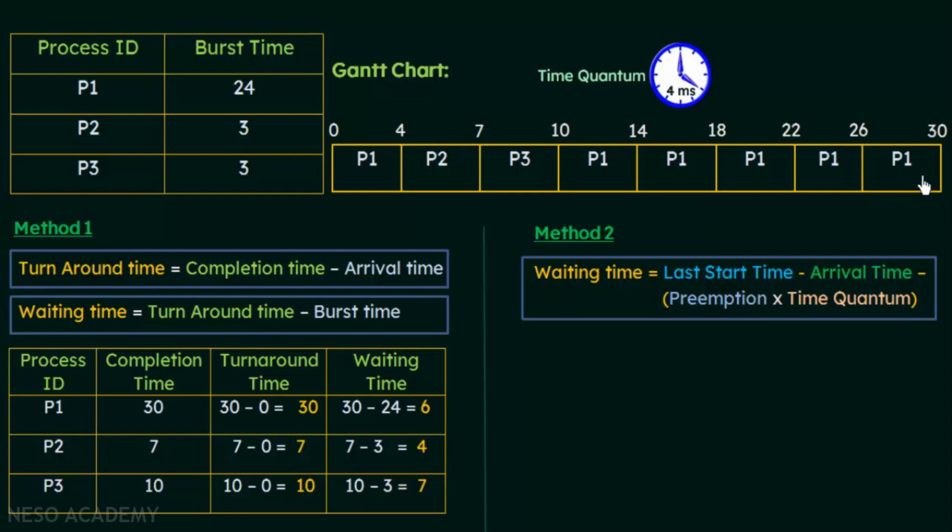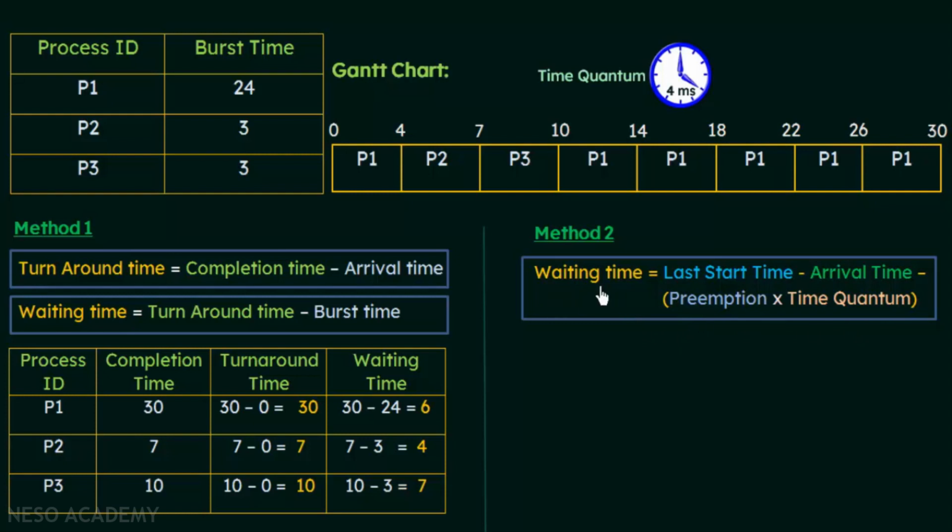So how many times did P1 get preempted altogether? 1, 2, 3, 4, 5. So P1 got preempted 5 times. Similarly you can check for other processes. So here the preemption value is 5, the number of times the process got preempted. For P1 it is 5 into the time quantum, so you have to multiply by the time quantum. Our time quantum was 4 milliseconds in this example, so you multiply 5 into 4. When you apply this whole formula, you will get the waiting time for a particular process.